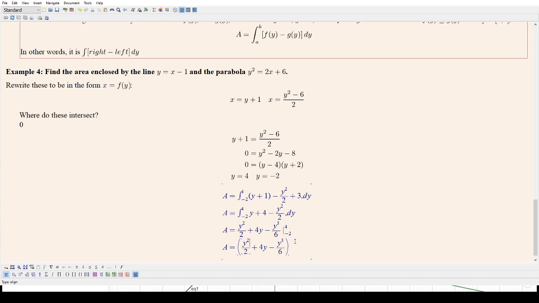If I plug in 4, 4 squared is 16. 16 over 2 is 8. Here, 4 times 4 is 16. And 4 cubed is 16 times 4, so that's 64. And that's really the same as 32 over 3.